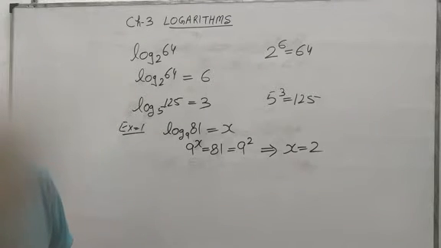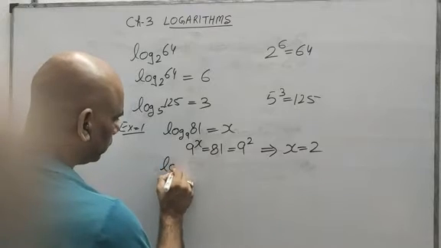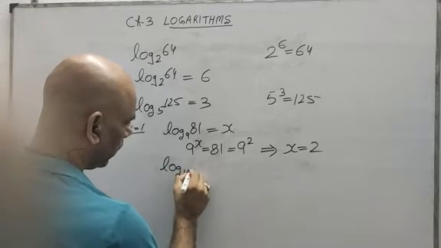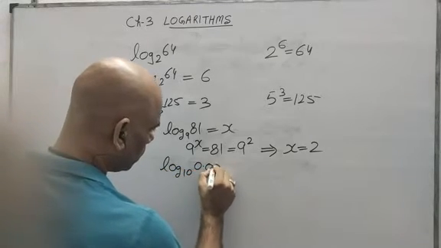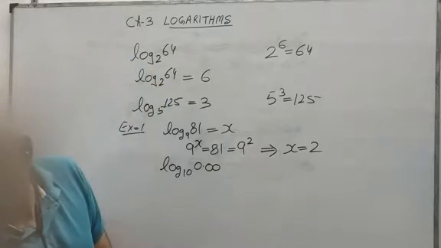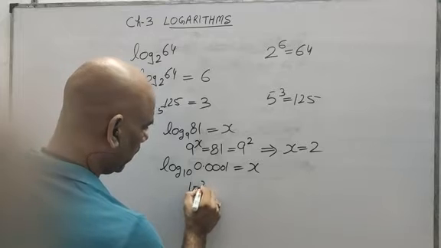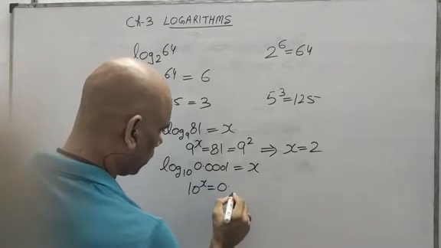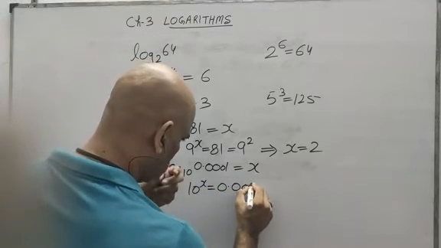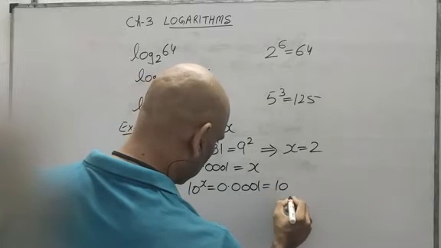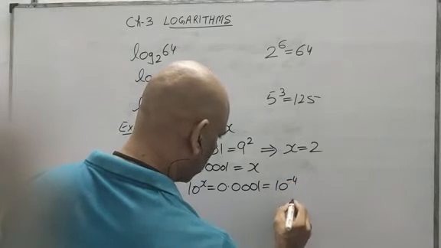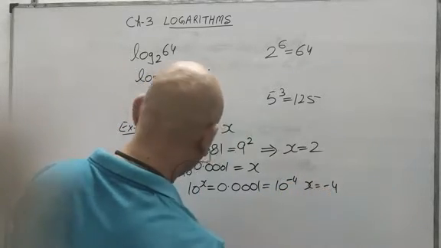Let us see a few more questions over it. Log 0.0001 base 10, x. So I will say 10 to the power x is equal to 0.0001, which can be written as 10 to the power minus 4, and x is equal to minus 4.